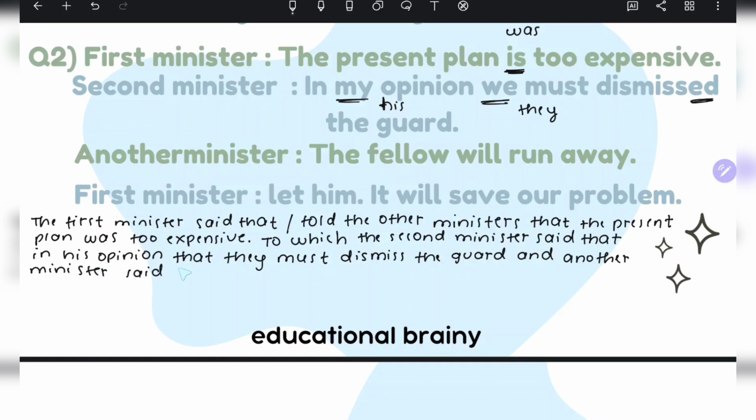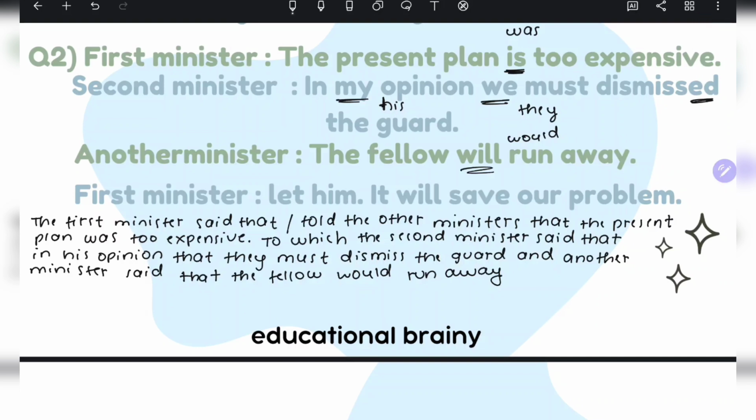Said that the fellow, see, "will" changes to "would," run away. This remains as it is. Said that the fellow would run away. Here you don't need to put a full stop. You can continue because the ministers are talking one after another. So you just have to continue the sentence. Don't write second minister replied, another minister replied, the first minister replied. Because they're talking in one place, you can just continue.